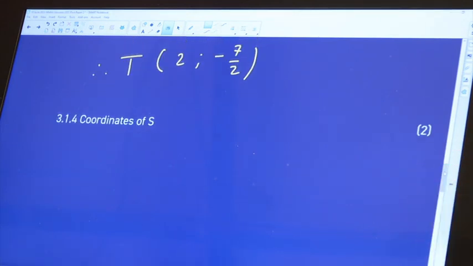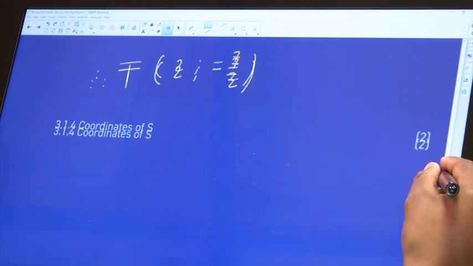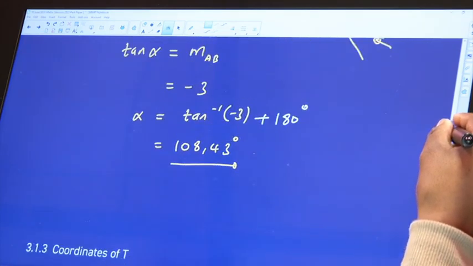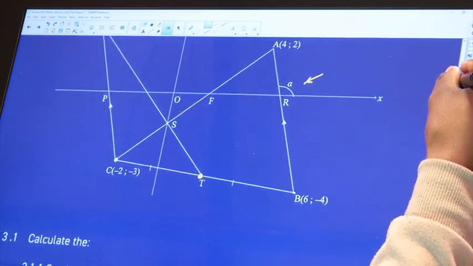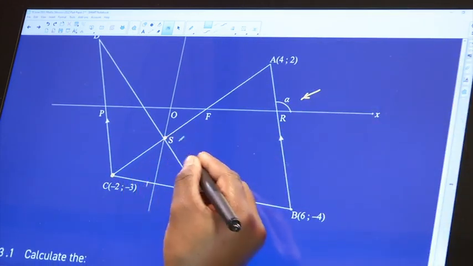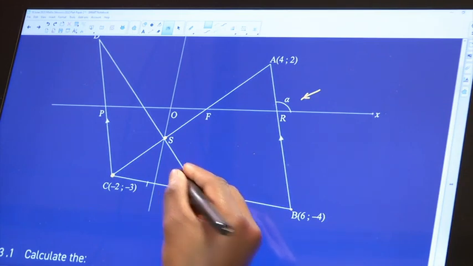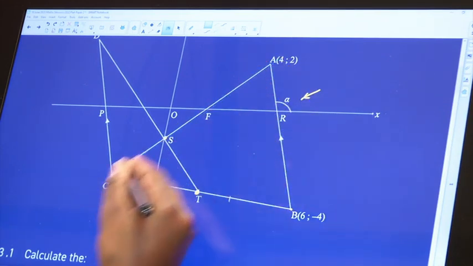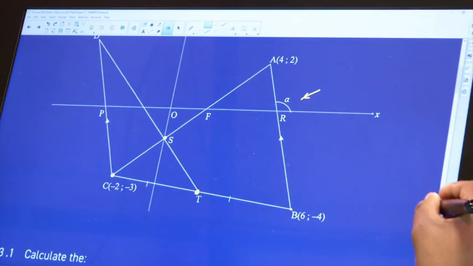Now, the next question here is asking us to work out the coordinates of the point S. So what is happening? I'm always asking a simple question. What is going on at this point they're talking about? So they're talking about point S now. Let's see where point S is. Point S lies here. What do we know about anything that has to do with point S? Well, we know the equation of this line AC. It was given to us in the opening statement.